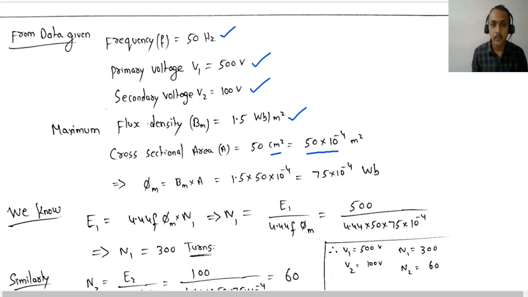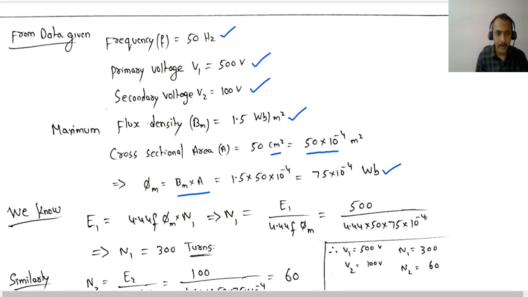Now from this we know the flux density, we know the cross-sectional area. Now we can find out phi m. So phi m equal to Bm into A. It will be equal to 1.5 into 50 into 10 power minus 4, and we get around 75 into 10 power minus 4 Weber. This is the maximum flux, right?